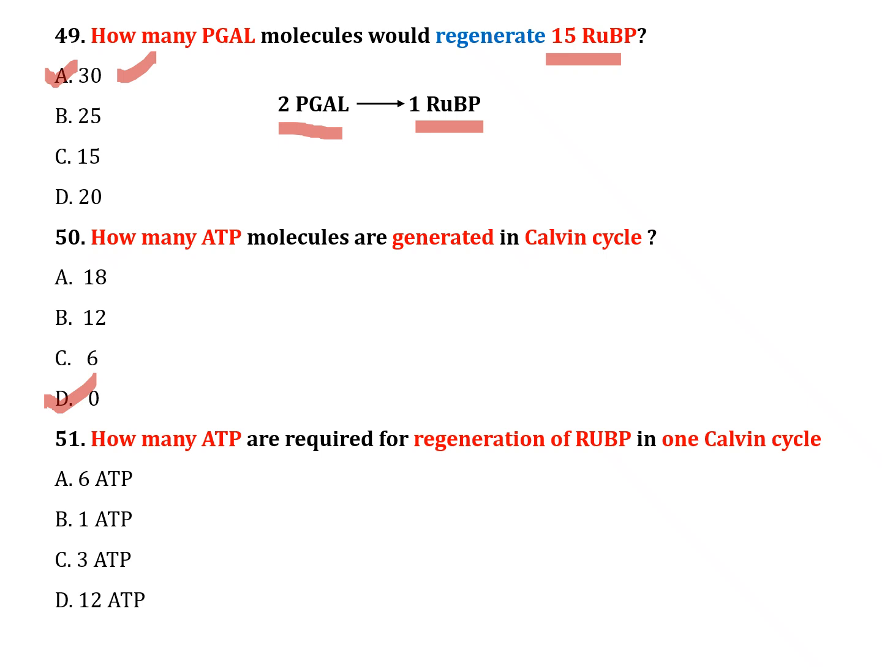The next question, number 51. How many ATP are required for regeneration of RuBP in one Calvin cycle? Option A 6 ATP, option B 1 ATP, option C 3 ATP, option D 12 ATP. The correct answer is option B 1 ATP.